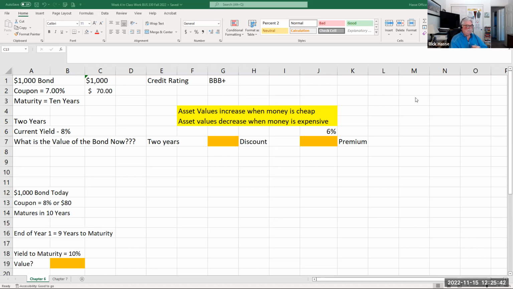What we'll talk about on Friday is what happens if I want to sell a bond in the market before it matures. How does the current market yield affect the price of that bond to whoever is trying to sell it or purchase it? But that's the definition of a bond.